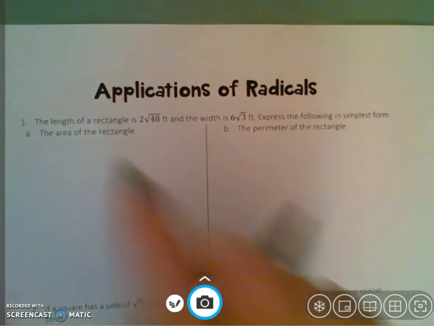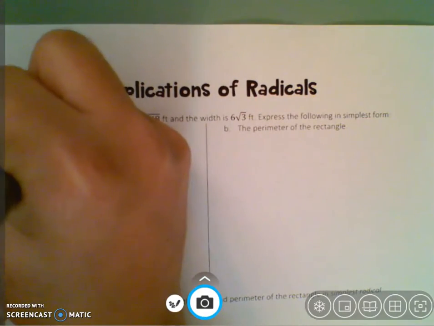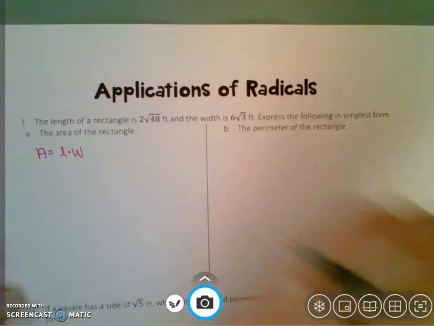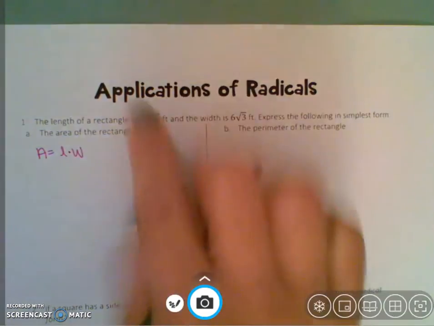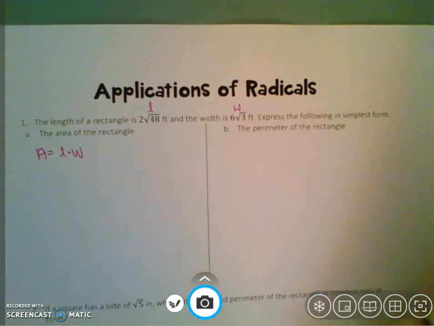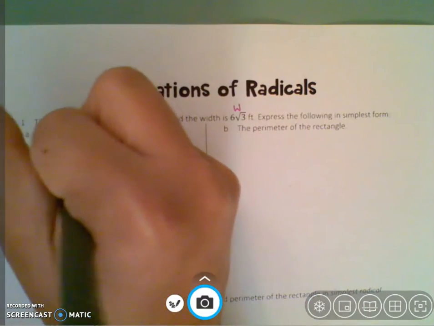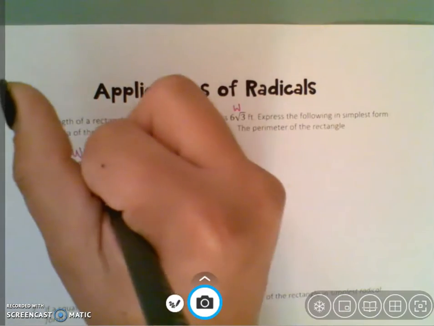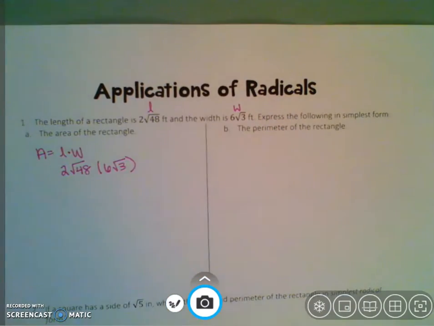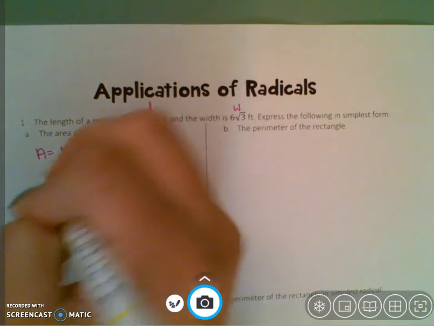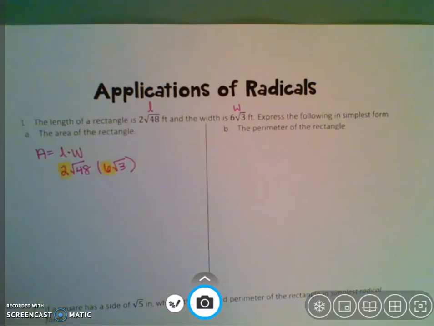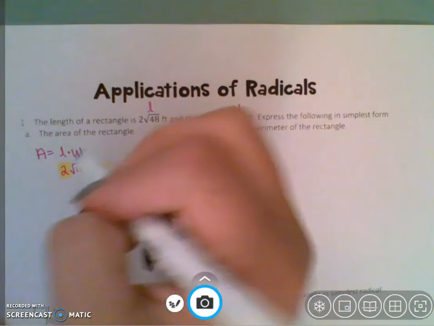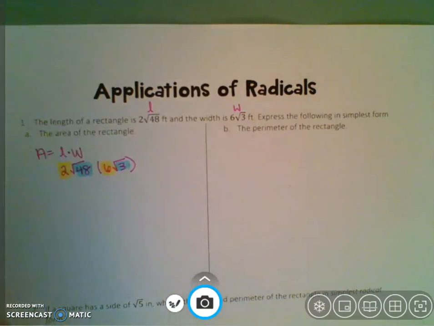So the area, since it's a rectangle, remember area is length times width. So we know this is the length and this is the width. So we have to do 2 root 48 times, and you can use a dot or parentheses, whatever you prefer, 6 root 3. And remember, when we're multiplying, you can only multiply the numbers that are outside together and only multiply the numbers that are inside together. So 2 and 6 are both outside, and 48 and 3 are inside.